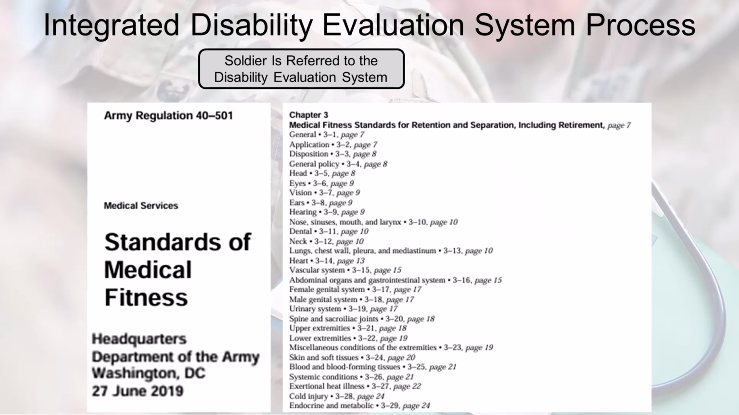Anyways, a soldier is referred to IDES when they possess one or more of the disqualifying conditions listed in Chapter 3 of AR 40-501 with a permanent profile with a 3 or a 4 designation. Additionally, soldiers with a similar temporary profile that's been in effect for more than 365 days, well, they can get referred to IDES. From there, the soldier falls under AR 635-40 for the remainder of the process.